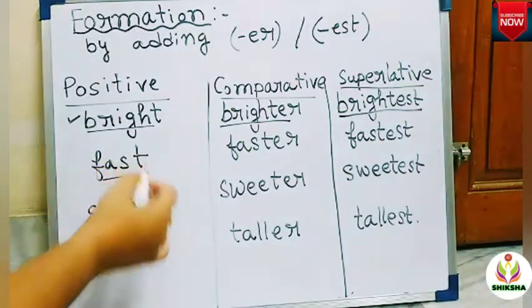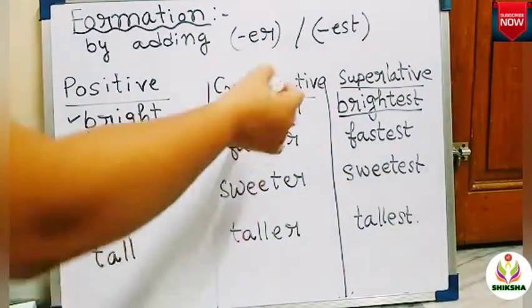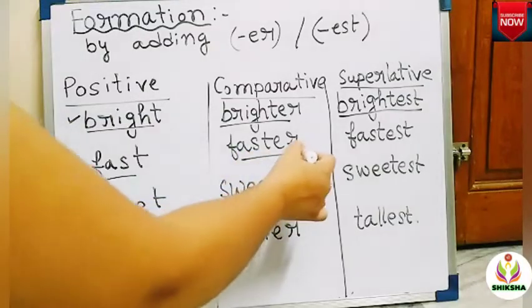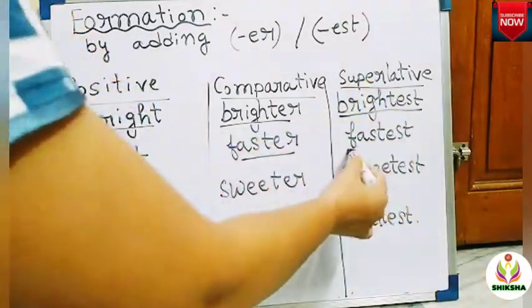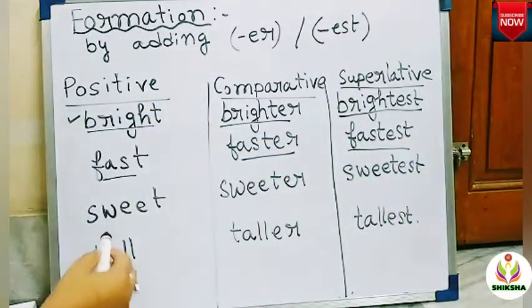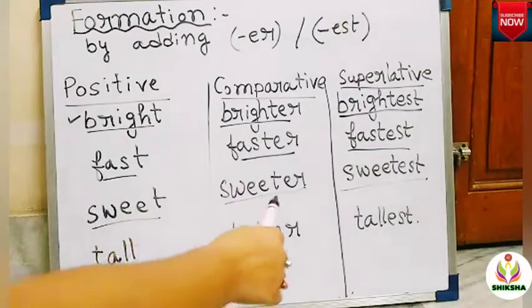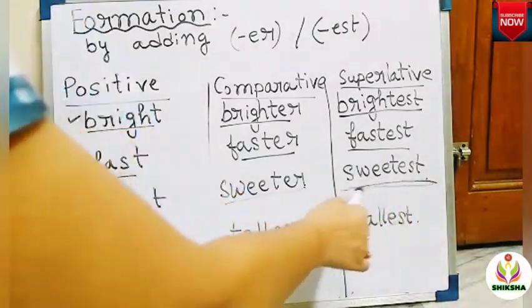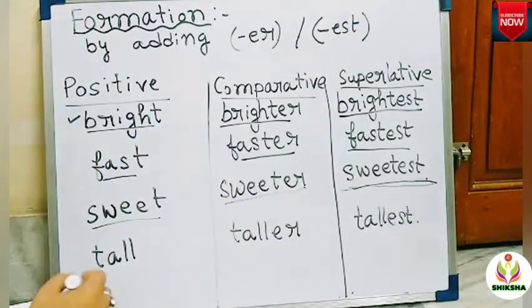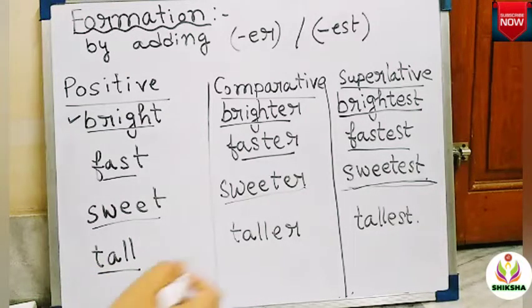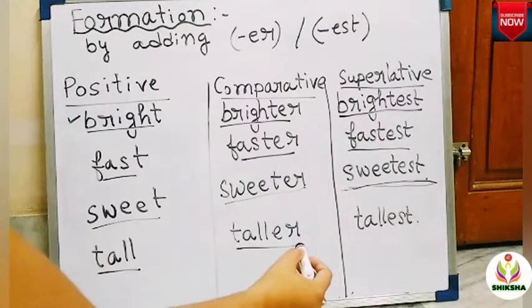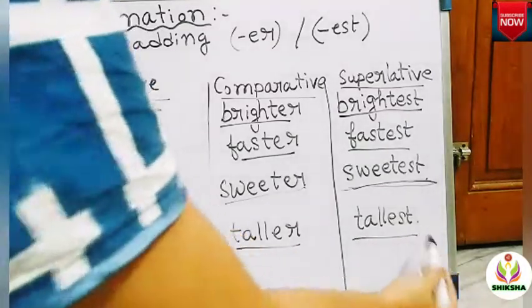Similarly, fast is in positive form. The comparative form of fast will be faster and the superlative form of fast will be fastest. Sweet is the positive form and the comparative form of sweet will be sweeter, and the superlative form of sweet will be sweetest. Similarly, tall is in positive form. The comparative form of tall will be taller and the superlative form will be tallest.